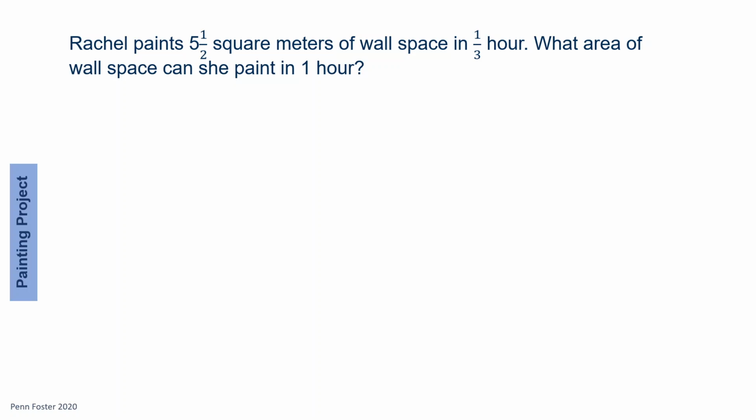First, read the problem to make note of given information. Rachel paints 5.5 square meters of wall space in 1/3 of an hour. What area of wall space can she paint in 1 hour? Here we're given Rachel's painting performance during 1/3 of an hour, but asked to find out how much area she can paint in 1 unit of time, or in 1 hour.